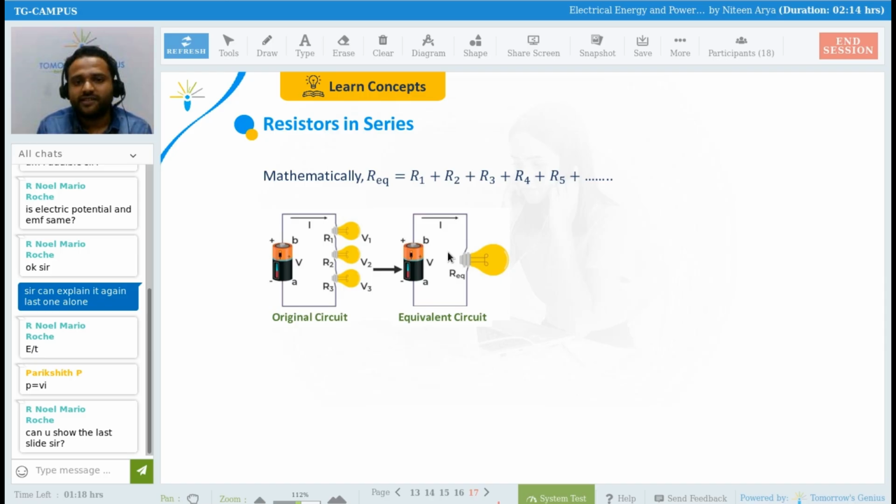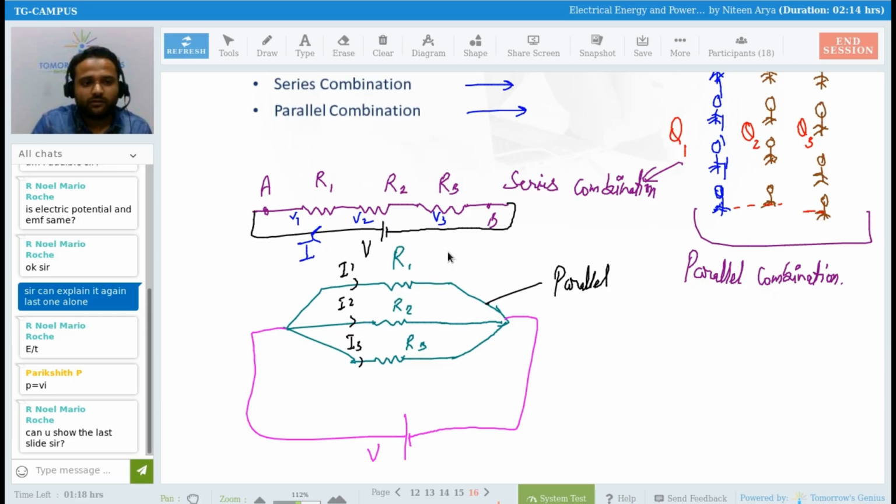Yeah. So resistor in series mathematically this. Okay, let's. I want a break, right? Because I'm speaking since last 2 hours, so 2.5. So let's take a break of 5 minutes, 5 to 10 minutes.